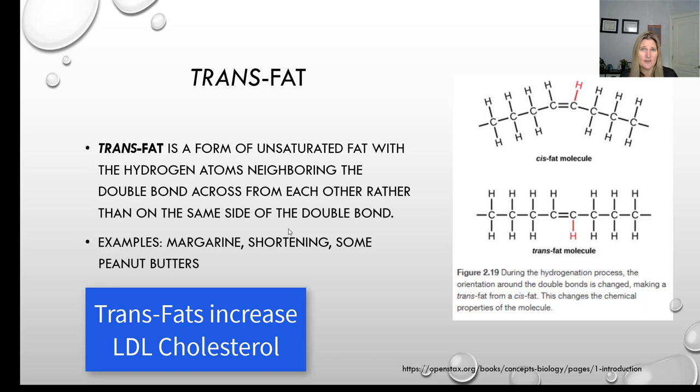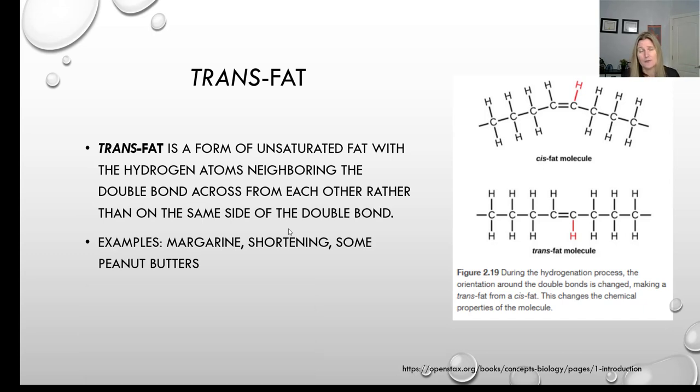Okay, so if we're increasing our LDL number, it could be a precursor to heart disease and things like that. So trans fats, we're finding out that they're causing some health problems. And so that's why you see a big movement in nutrition to get away from the trans fats.